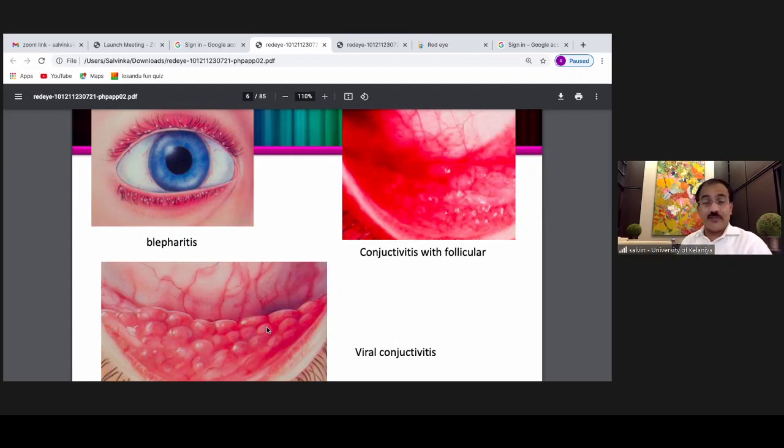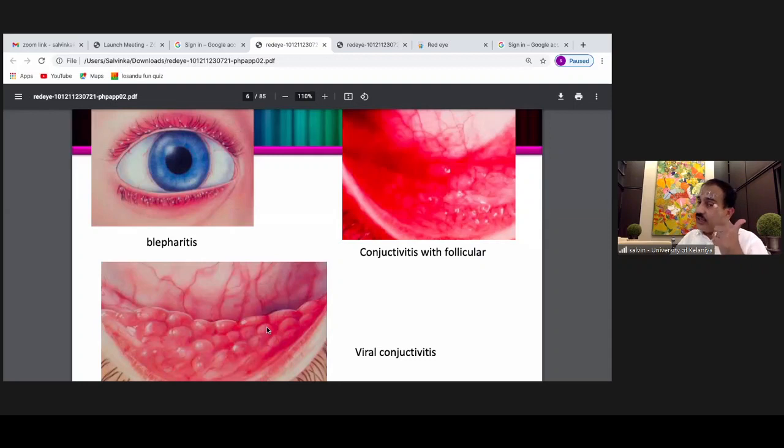That's all viral conjunctivitis. If it is bacterial, it is in fact very difficult for us to differentiate whether it is bacterial or viral. Bacterial conjunctivitis is not that common. But if it is bacterial, you will see thick, purulent discharges. Right? You can see that. That's bacterial conjunctivitis.